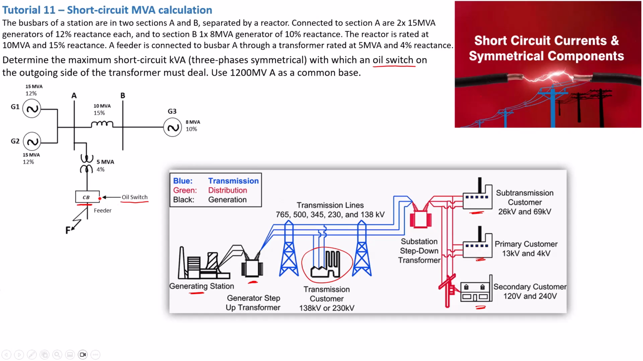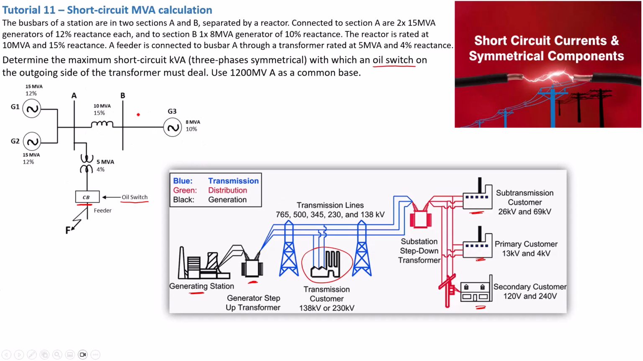That's the capacity of the circuit breaker that we want to know, because they're saying here: determine the maximum short circuit kVA, three-phase symmetrical, with which an oil switch on the outgoing side of the transformer must deal. Okay, now you can use 1200 MVA as a common base for the entire system.